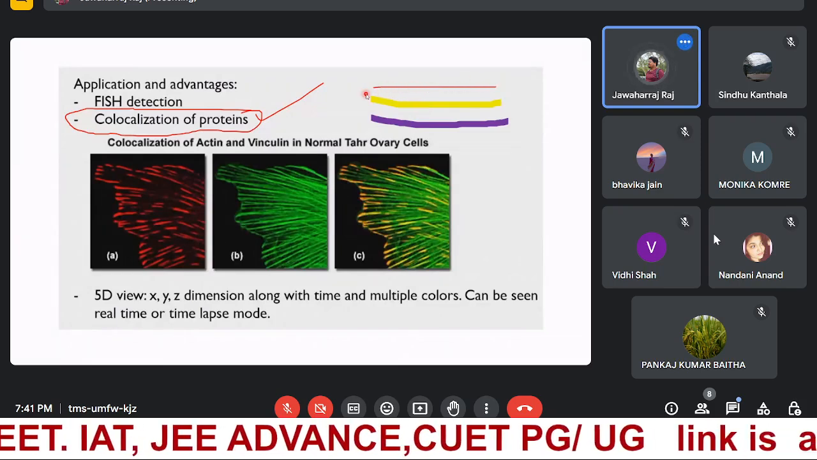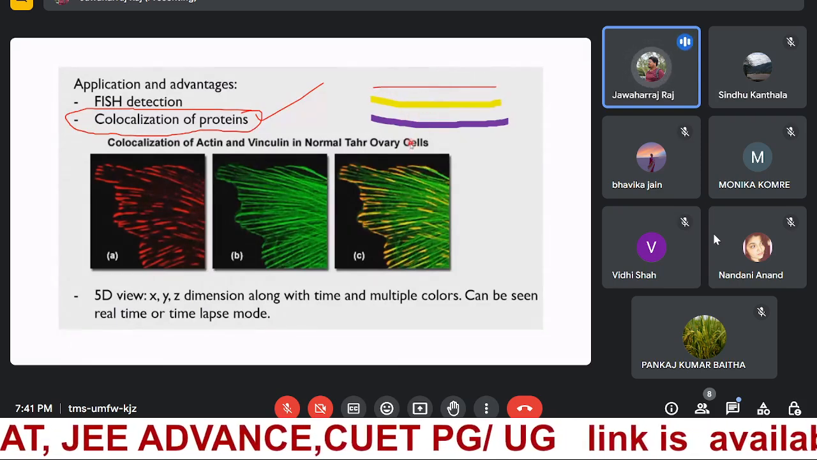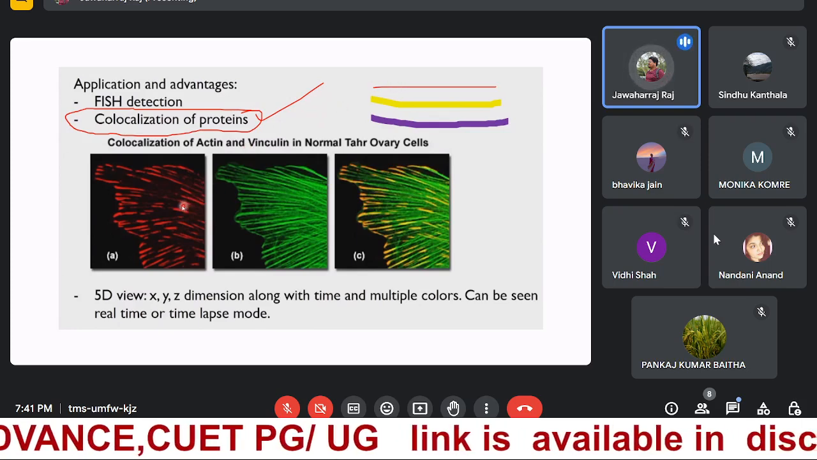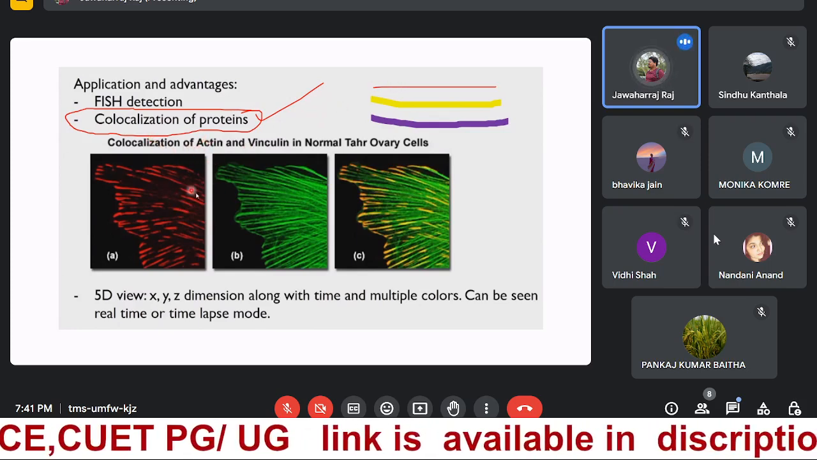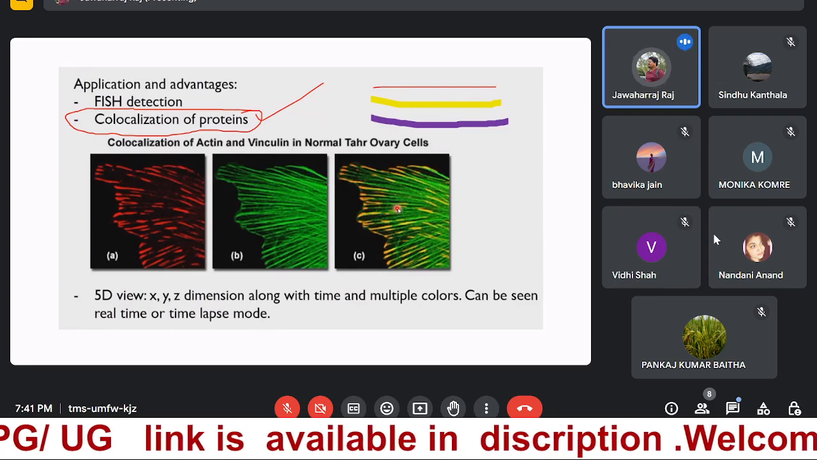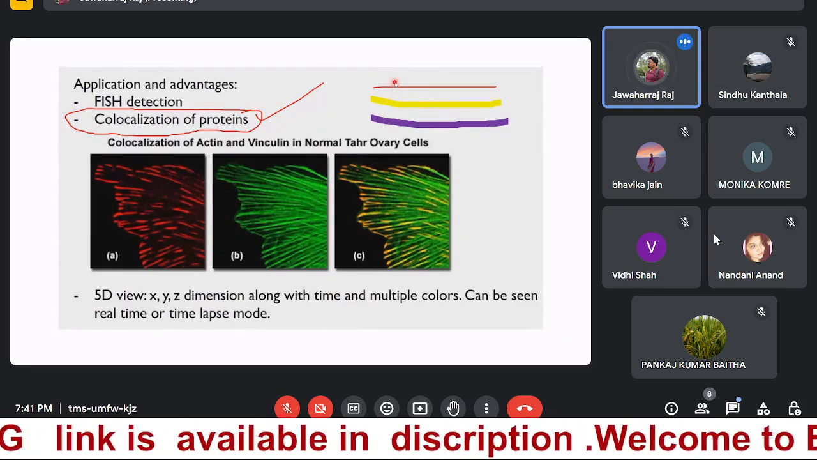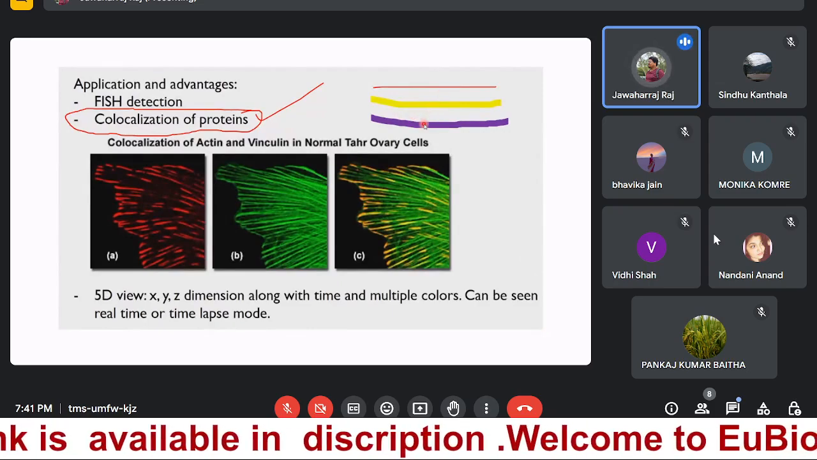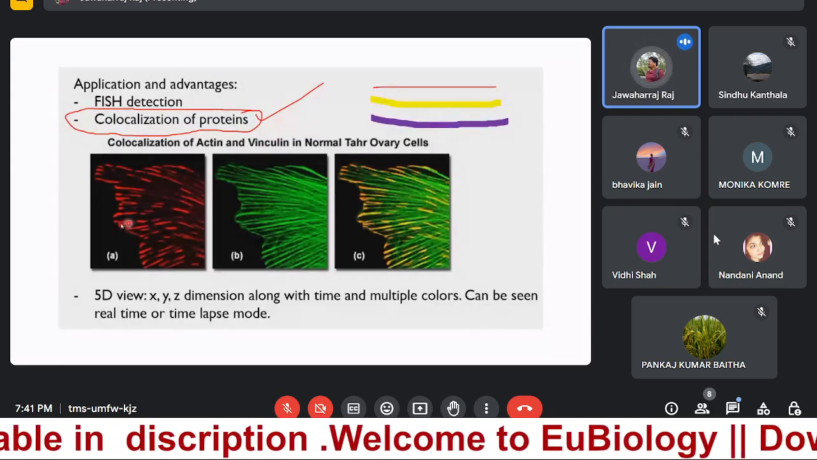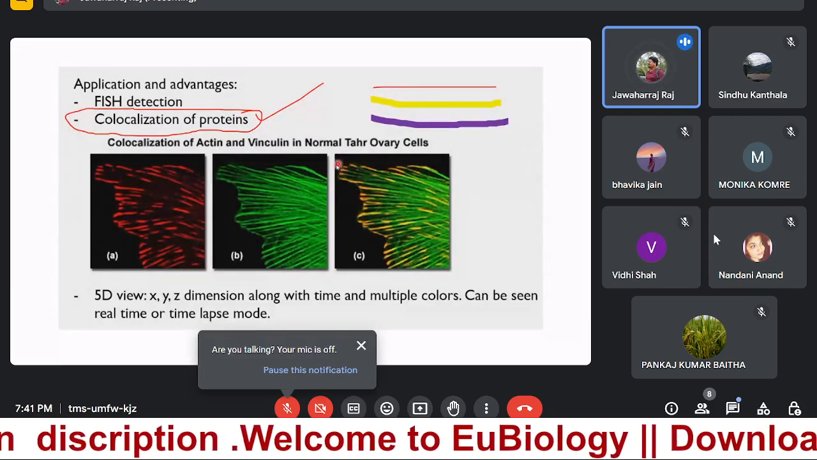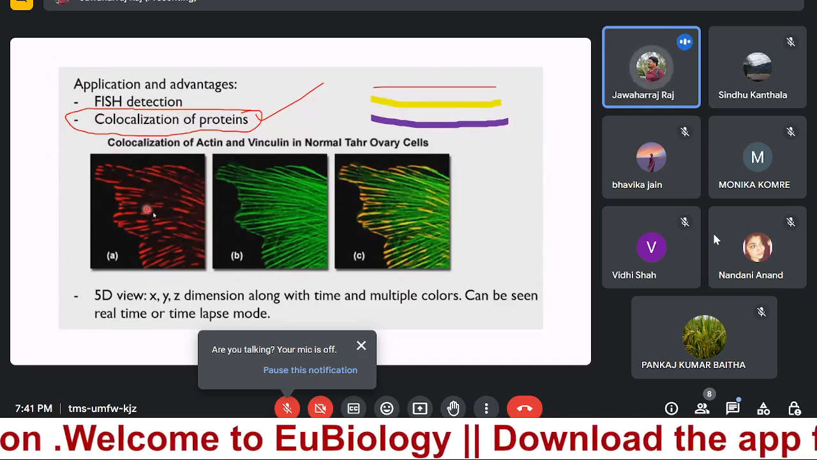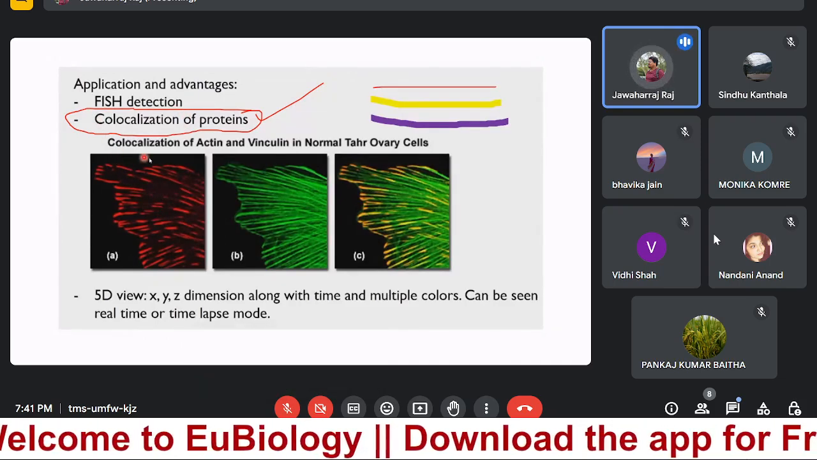Means in the same focal point, if there are three colors, you can give a color to each. For example, here this is actin, this is vinculin, and these are normal teher ovarian cells. These three are present in the same plane. If you use normal fluorescence microscopy, you may not find the difference, but with confocal microscopy you can see the co-localization. They are localized together. That is the meaning of co-localization.